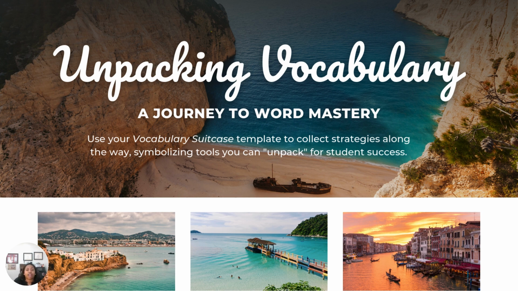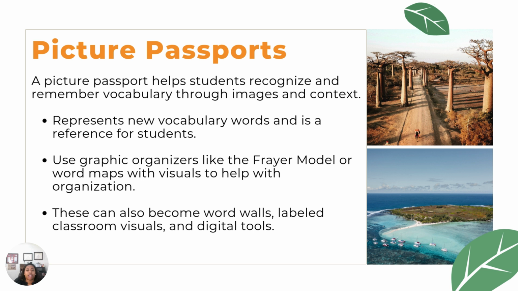All right, so our first strategy that we talked about yesterday was our picture passports. For our picture passports, this is going to be a visual representation of our vocabulary words. You can use picture passports like a Frayer model by dividing it up into four and having the word be the main piece. And then you can change the elements that are around it to best fit your students.